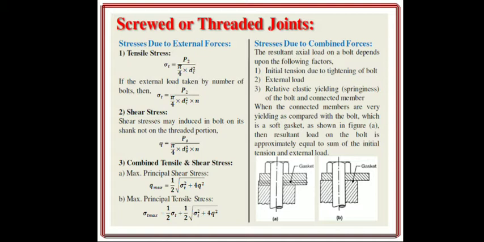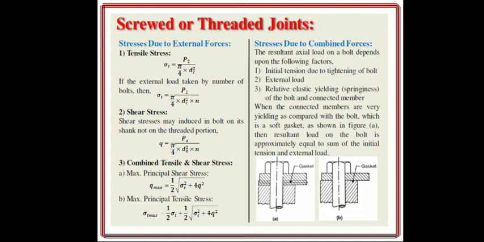Now the second term, shear stress. The shear stresses may be induced in a bolt on its shank, not on the threaded portion. So Q is equal to Ps divided by pi by 4 d0 square into n. Now the third one, the combined tensile and shear stress. Here again we have the maximum principal shear stress and the maximum principal tensile stress. The maximum principal shear stress Q max is equal to 1 by 2 square root of sigma t square plus 4q square, and the maximum principal tensile stress sigma t max is equal to 1 by 2 sigma t plus 1 by 2 square root of sigma t square plus 4q square.